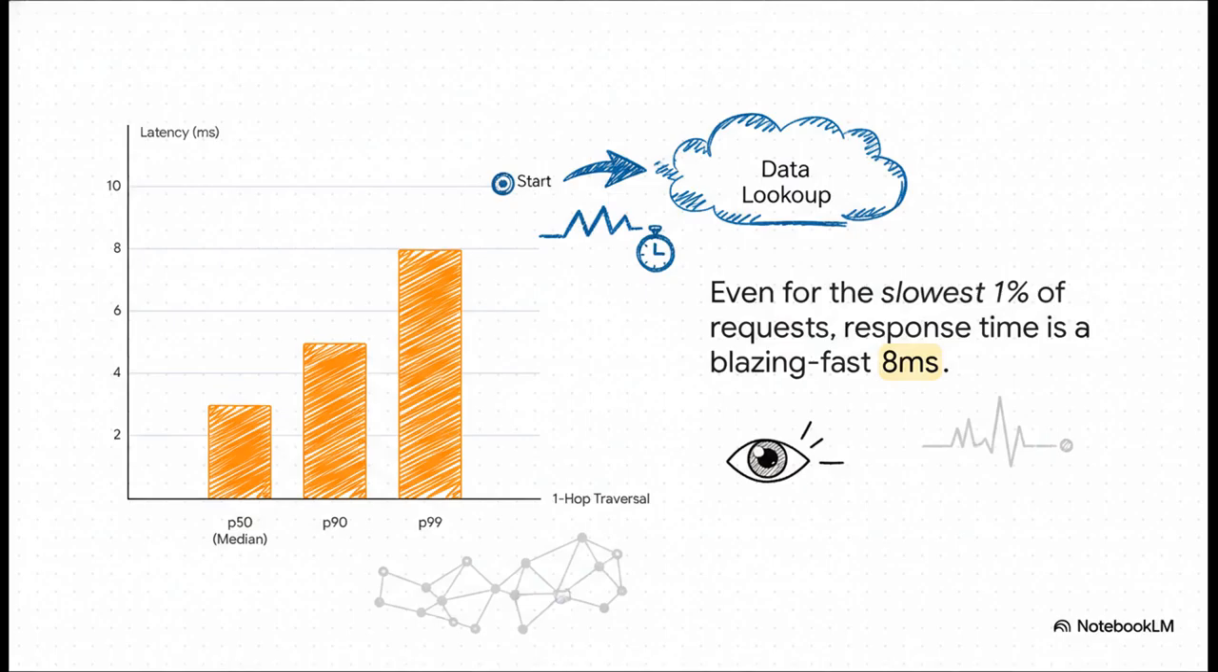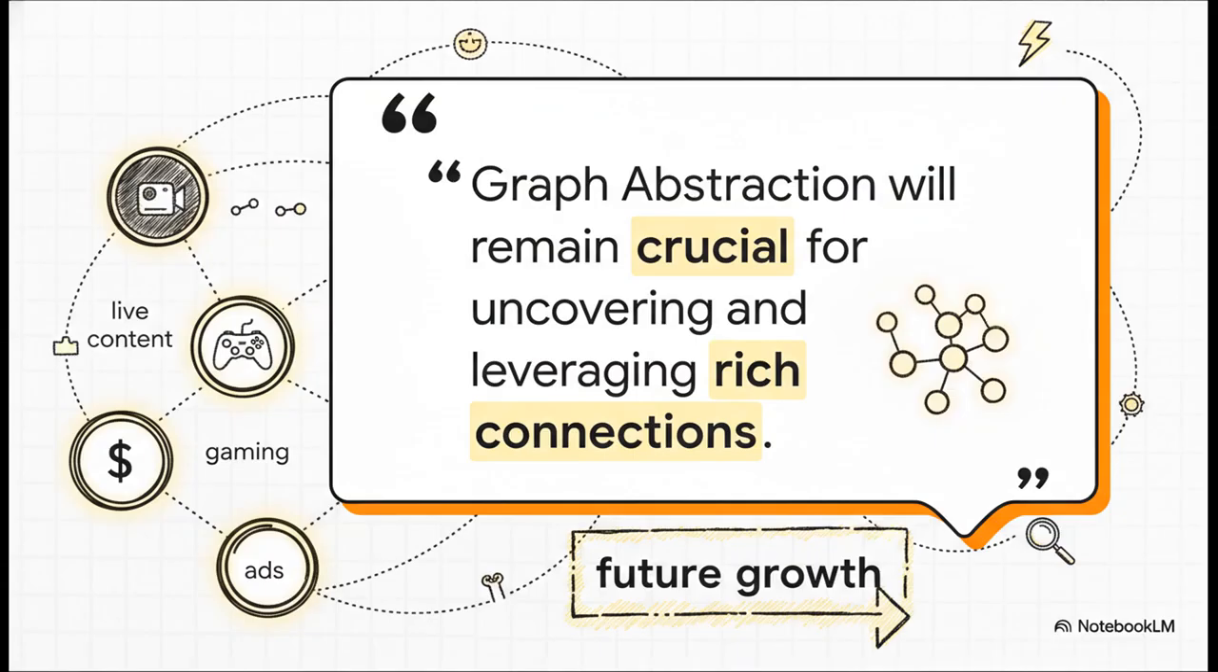A typical data lookup takes just 3 milliseconds for most people, and even for the slowest 1% of requests, it's still only 8 milliseconds. For perspective, it takes you about 100 milliseconds to blink. The system is literally more than 10 times faster than a blink of an eye. And as this quote from their own tech blog shows, this isn't just about today. This whole system is the foundation for Netflix's future. As they push into live content, into games, and ads, this graph is what will let them connect all those new things together and make it all feel like a seamless experience for you.